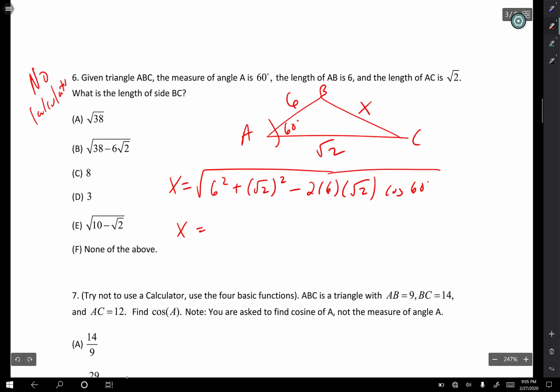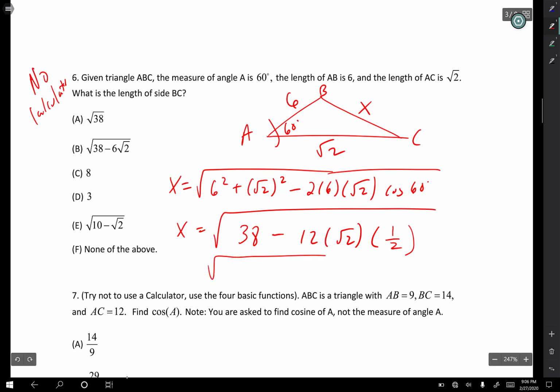So maybe that's already giving you little hints of what the answer might be. So 38. Let's see. 2 times 6 is 12. So I'm going to write 12. So minus 12 times square root of 2 times cosine of 60, which is a half. So half of 12 is 6, guys. So now I have 38 minus 6, and I still have that square root of 2 there. And you probably could have factored out something, but I already see the answer. I don't see any errors, so there it is.